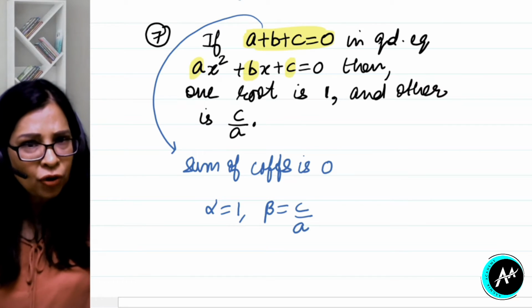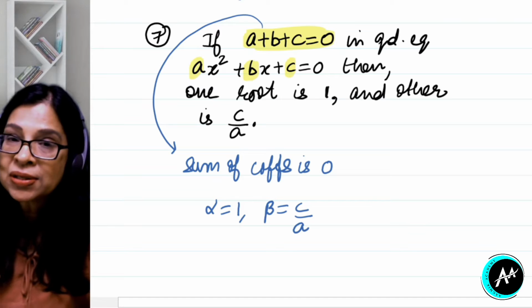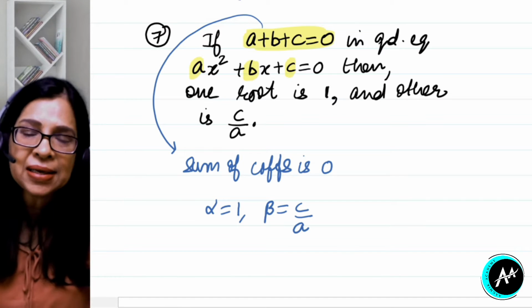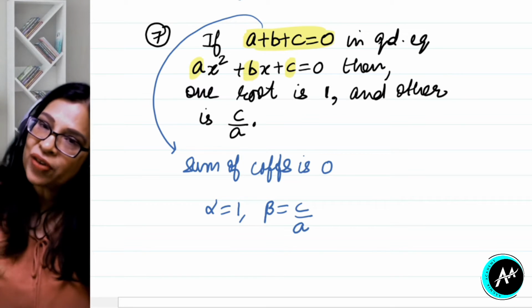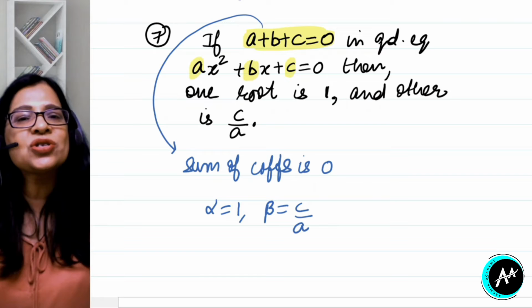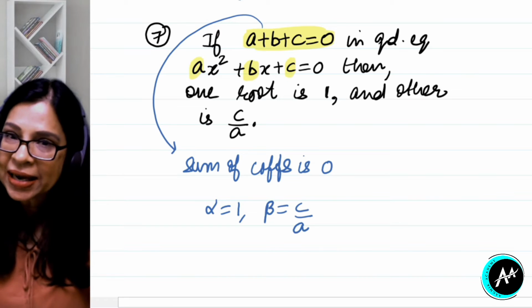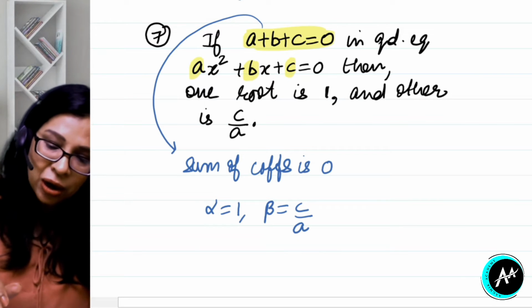Now what's the reason for that? Look here, what was the meaning of a root? A root means a value of x which, when we put it in the equation, is satisfied, that is, the left hand side is equal to the right hand side. So look here now carefully.